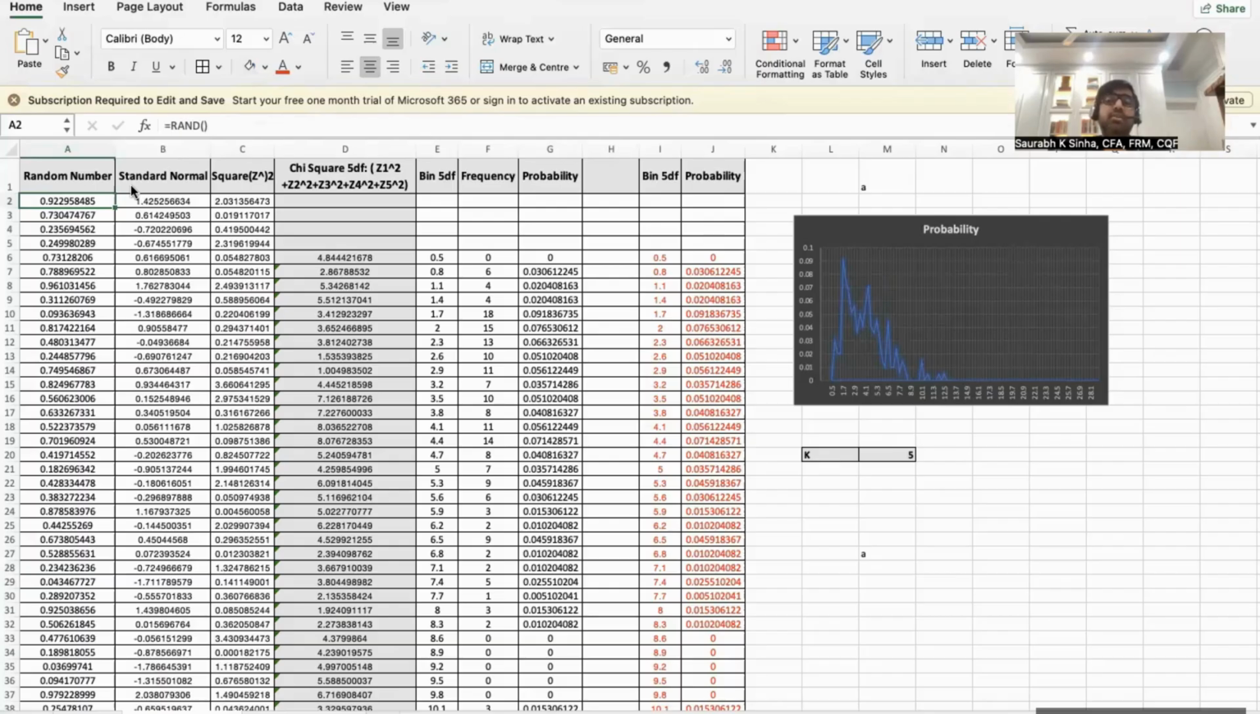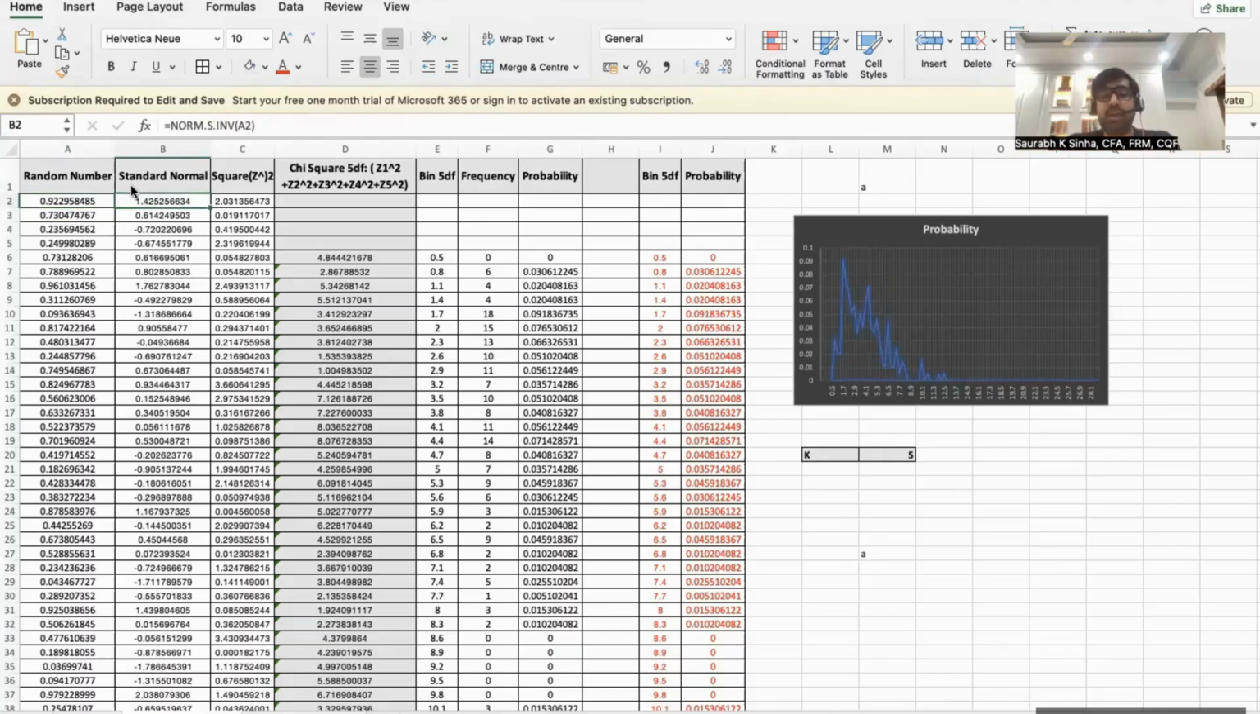What is a standard normally distributed entity? Any entity which is normally distributed with a mean of 0 and a standard deviation of 1. Very important, please be focused. Any entity which has a normal distribution but with a mean of 0 and a standard deviation of 1 can only be called standard normally distributed.